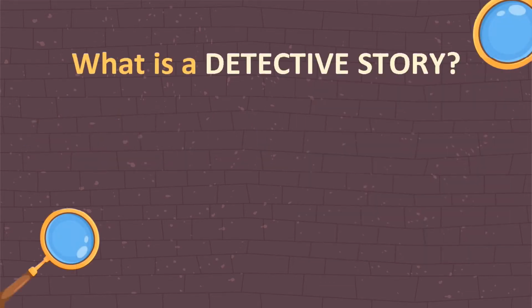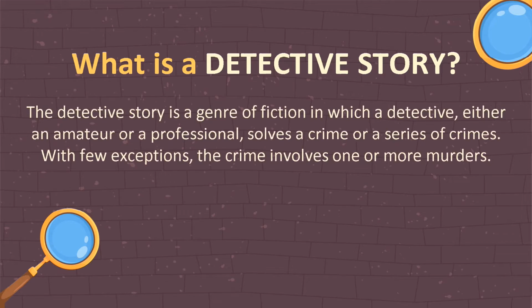What is a detective story? The detective story is a genre of fiction in which a detective, either an amateur or a professional, solves a crime or a series of crimes. With few exceptions, the crime involves one or more murders. Occasionally, detective stories may revolve around spectacular thefts or blackmail, but this is rare.